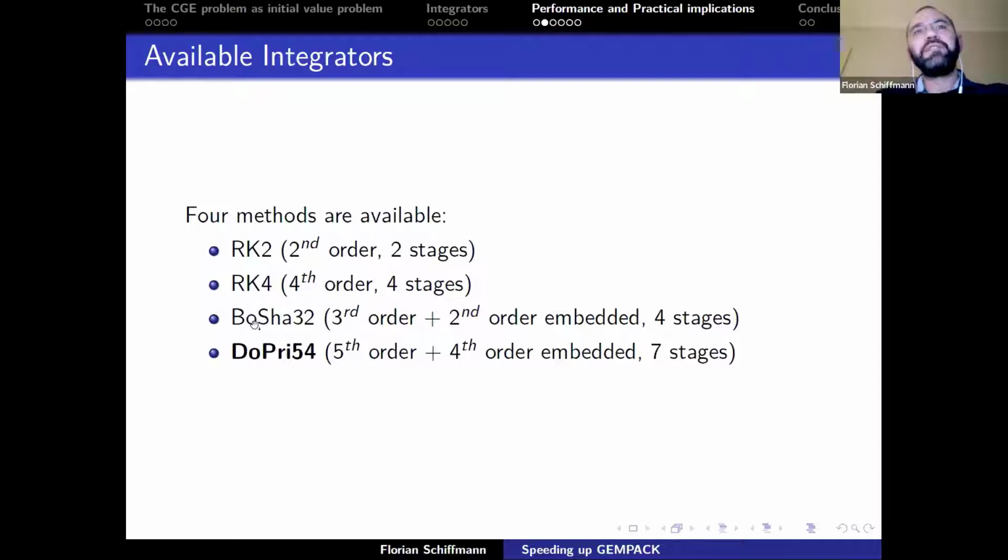And we've got the Bogacki-Shampine method, which is a 3rd order method with a 2nd order embedded, costs us 4 Euler steps per step, and the Dormand-Prince method, which I used in our example, which is 5th order with a 4th order embedded.